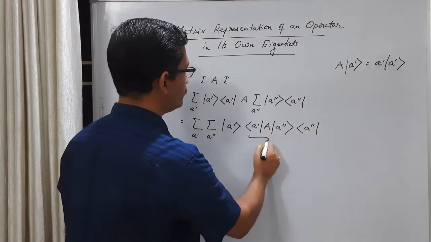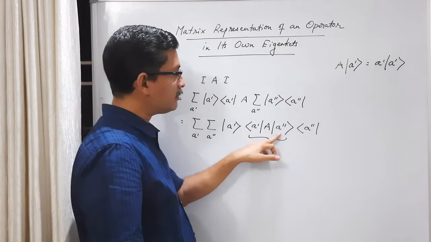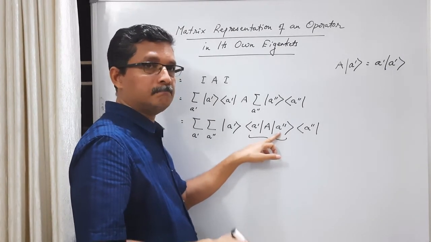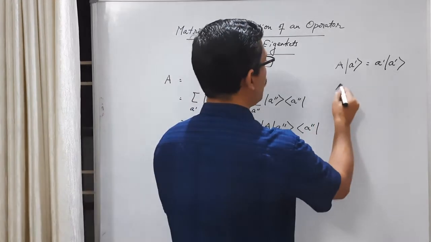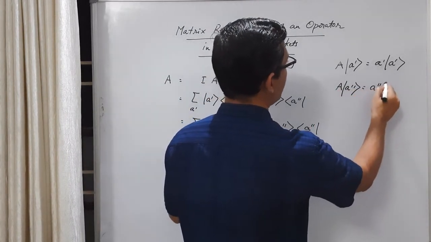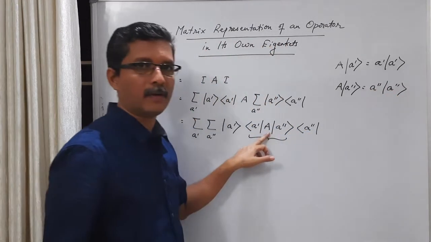Now look at here. A operating on |A''⟩. Remember, these base kets are eigenkets of the A operator. So A operating on the ket |A''⟩ is simply a scalar A'', which is the eigenvalue, times the ket |A''⟩.